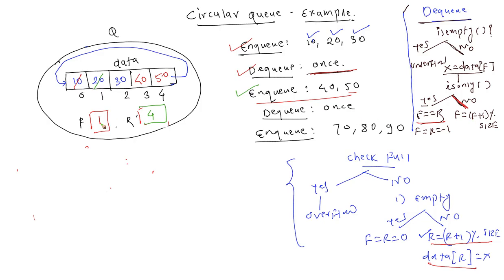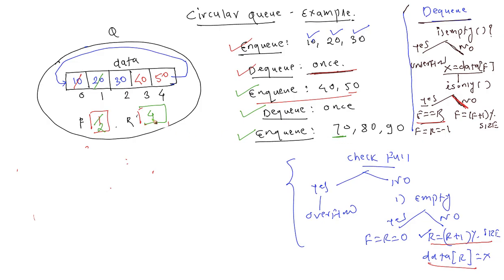f is 1, 1 plus 1 is 2, 2 mod 5 is 2. So f will become 2, right? So this is the situation after doing dq once. Okay, now nq. So if I do nq now, nq 70.